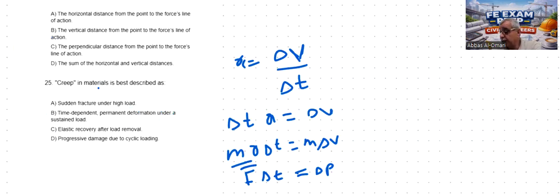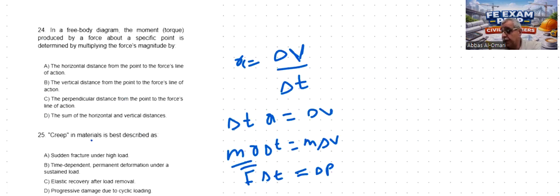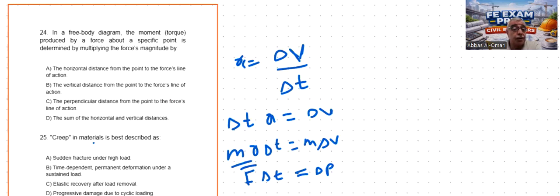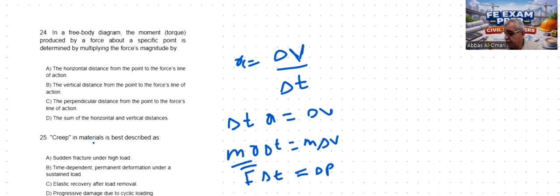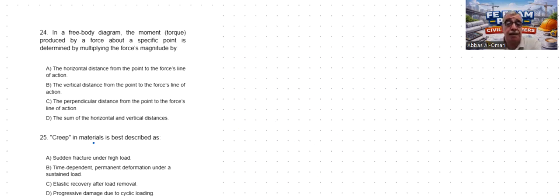In a free body diagram, the moment produced by a force about a specific point is determined by multiplying the force magnitude by distance. So moment is always force by distance. This is the definition. Moment is force by distance, and the distance and the force should be perpendicular. This is the key point. So this type of question also repeats in the FE exam.